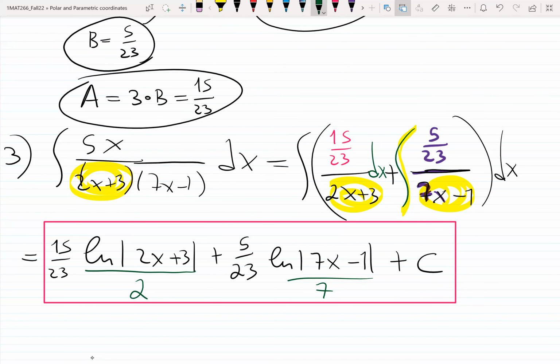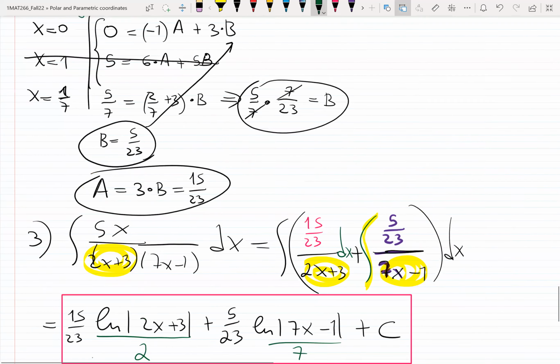Good job. That's all you need to know for the partial fraction decomposition.